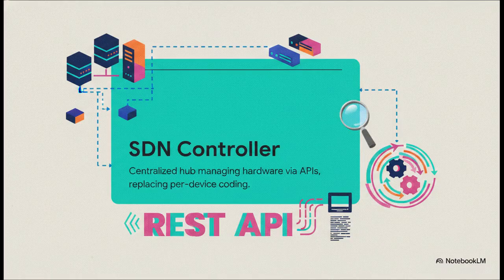An SDN controller, like Cisco DNA Center, acts as the central brain. It's your single pane of glass. But here is the massive paradigm shift. The controller itself exposes its very own powerful REST API. Because the controller is managing the underlying hardware, you no longer need to write code to talk to individual switches. You just write code that talks directly to the controller, and the controller handles translating and pushing those JSON payloads down to the entire fleet.